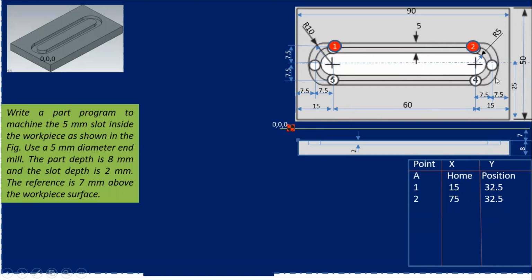Then I will go for the third coordinates. I'm getting along the x 82.5. You can see 15 plus 60 plus 7.5 will give you 82.5. Okay. Then along the y, this distance will be 25. So I have written the 25.